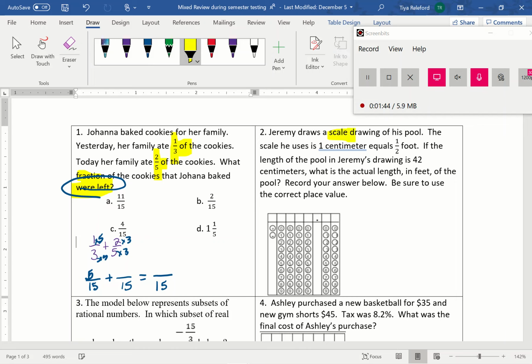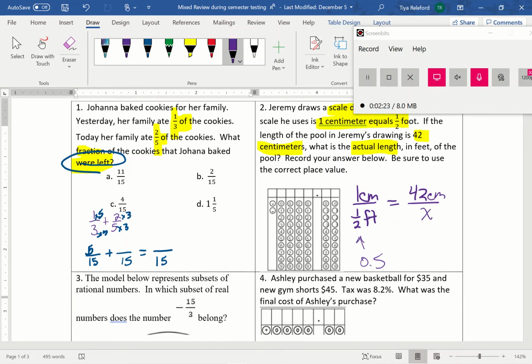Jeremy draws a scale drawing of the pool. The scale he uses is 1 centimeter equals 1/2 foot. If the length of the pool in Jeremy's drawing is 42 centimeters, what is the actual length in feet of the pool? If you use your labels, you almost can't make a mistake. You can change this to 0.5 if you want to. You do not have to. Remember, multiplying by 1/2 is the same as dividing by 2.